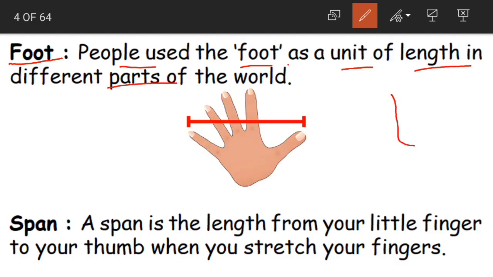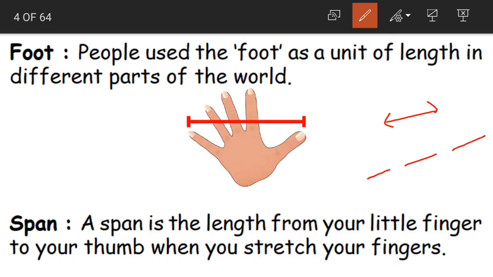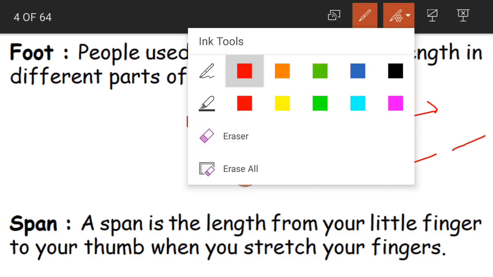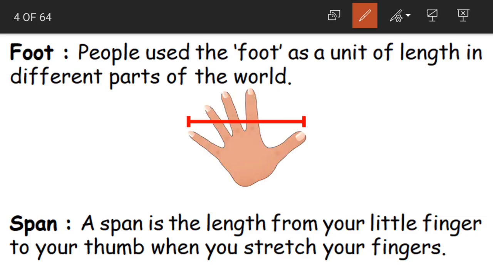What does foot mean? Yes children, we have our leg, right? So this whole area from our toes to our heel becomes 1 foot. It is called as 1 foot. So in ancient days, what did people do? People used this foot as a unit of length. Yes, 1 foot, 2 foot, 3 foot, etc. Understand? And another way of measuring was using span.